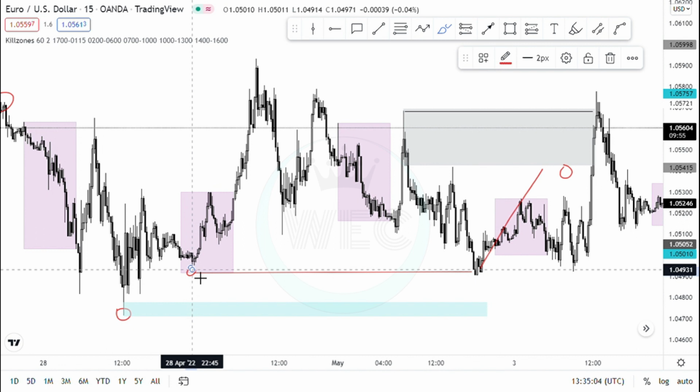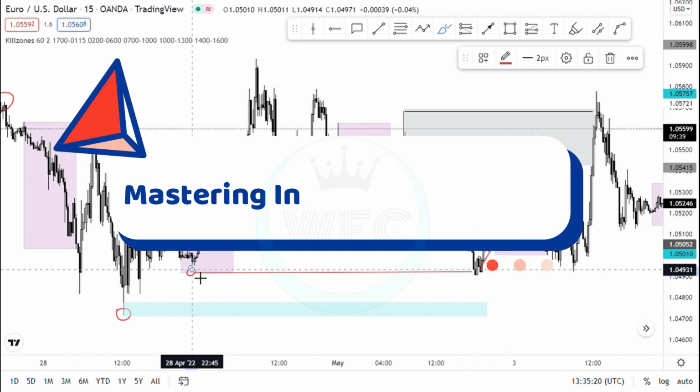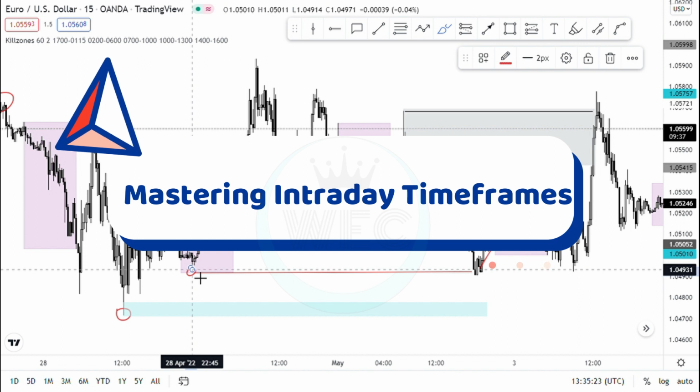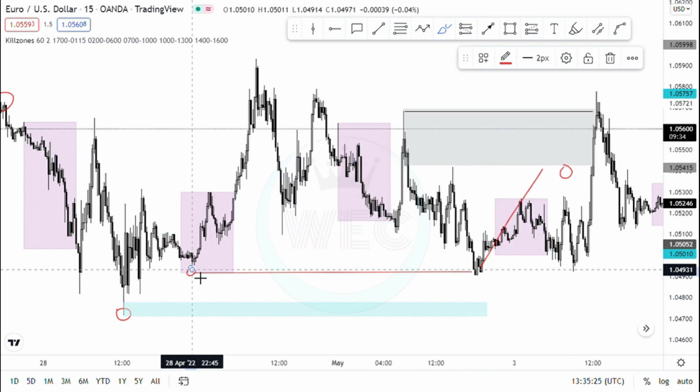The next thing that I learned was my aha moment, right? The moment that I realized that everything had clicked was when I discovered the power of intraday time frames, like the 30 minutes, the 15 minutes, and the 5-minute time frame. This was the very moment that everything I had learned, from market structure to demand and supply zones to liquidity, clicked. So what do I mean by that?